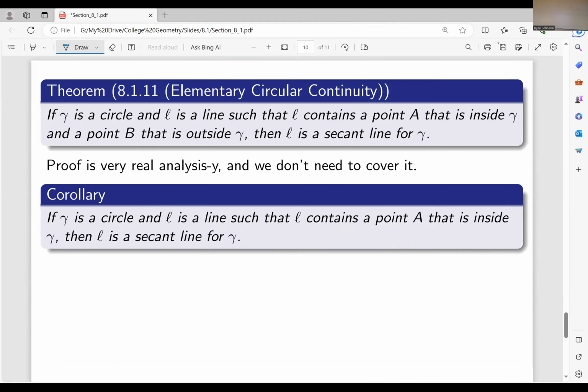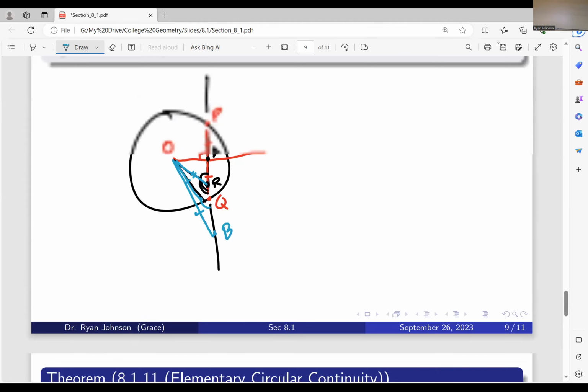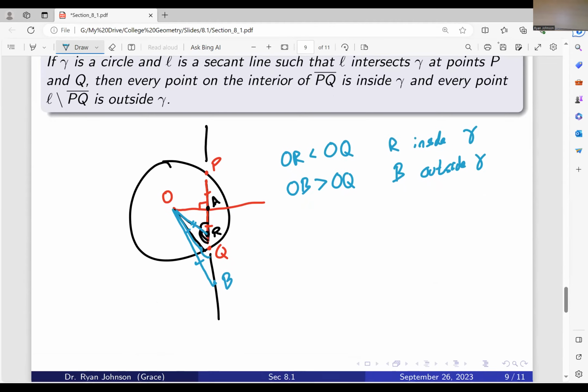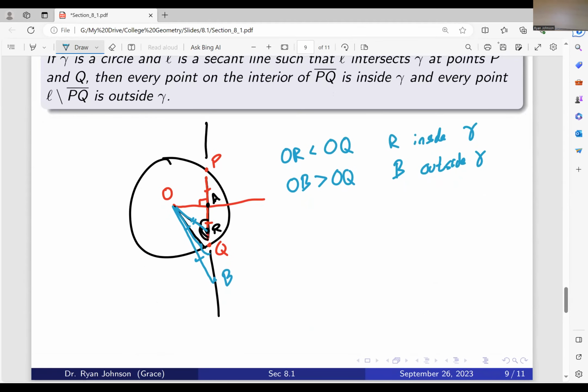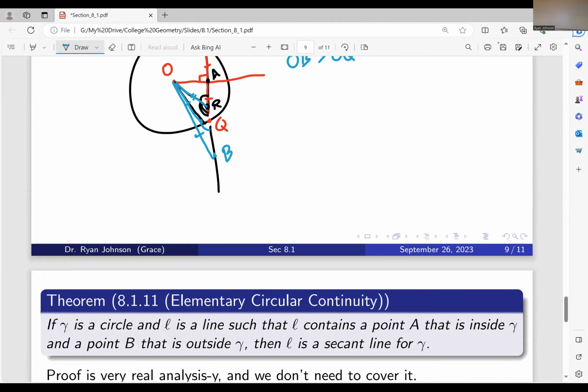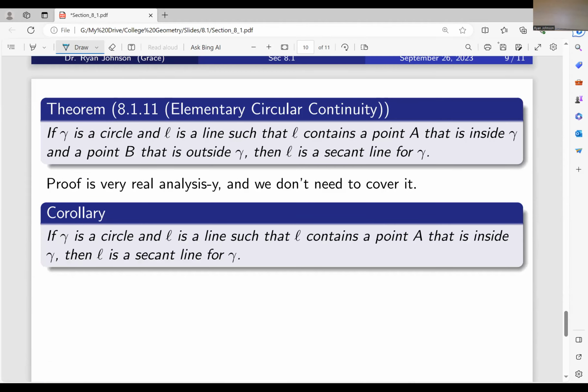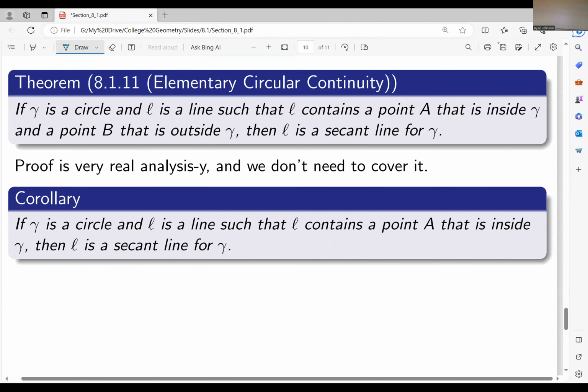All right. So that scaling inequality from way back became very useful for a lot of things because circles are built on distance. So finally, we have theorem 8.111. If gamma is a circle and L is a line such that L contains a point A that is inside gamma and a point B that is outside gamma, then L is a secant line for gamma.